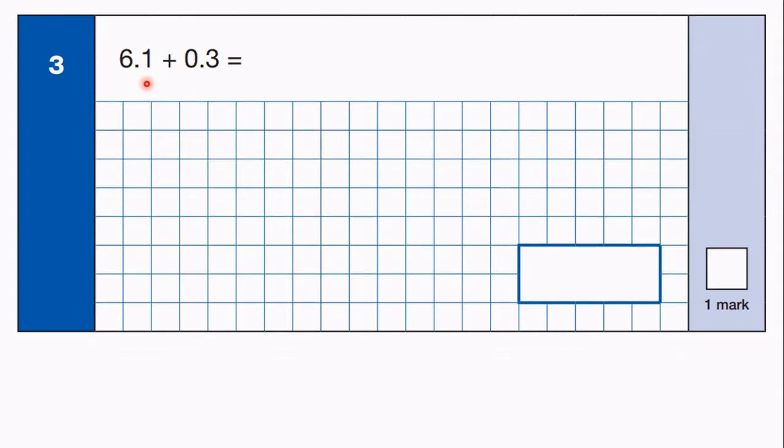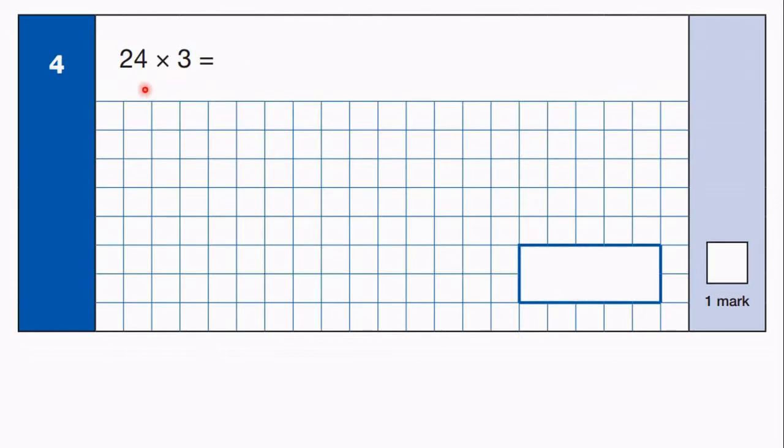Question 3. 6.1 plus 0.3. So we have 1/10 and we're adding 3/10, so in our answer we need 4/10, and of course the 6 stays the same.